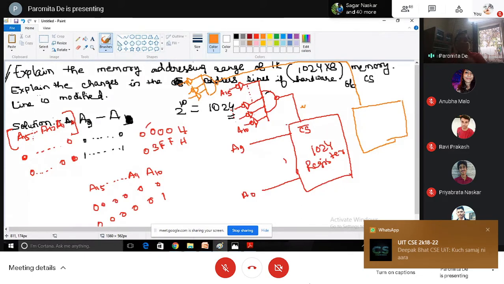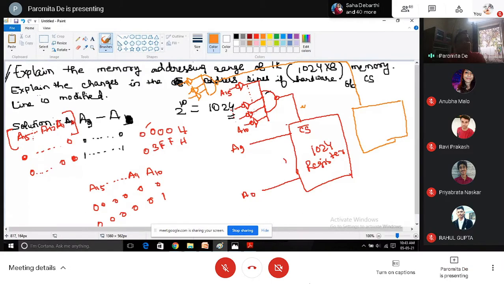Here you are addressing 0000H to 03FFH for all 0 on A10 to A15. If everything is 0, then this is the memory range that you are addressing for this kind of hardware design. But if you change it, say if you are making it 1, I will save this and go to the next one.